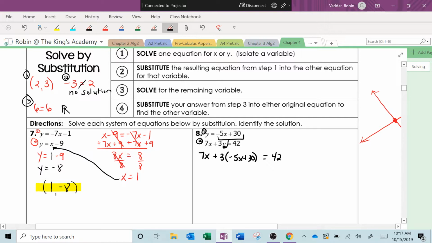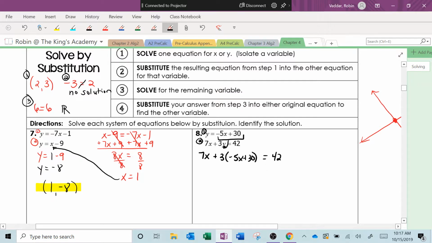Why'd you do 1 minus 9 for number 7? Because we found out that x was 1. So we replaced x with 1 and got that y is -8. So since we had already solved for x, then we plug it back in to find out what y equals at that point. Good question.